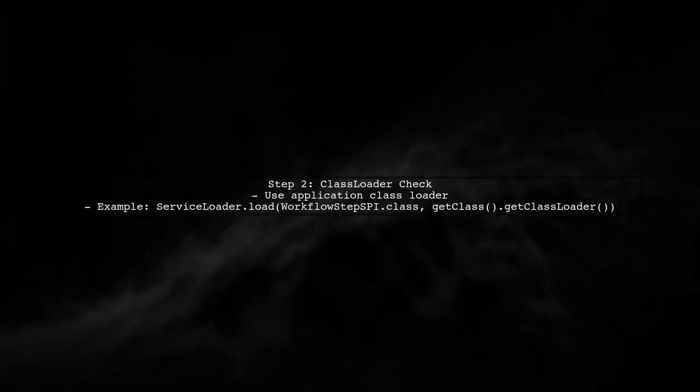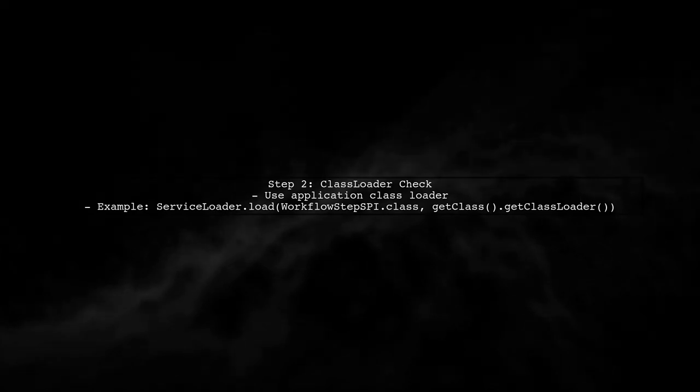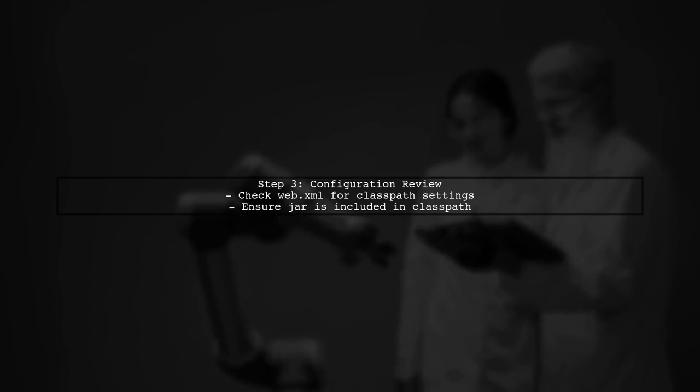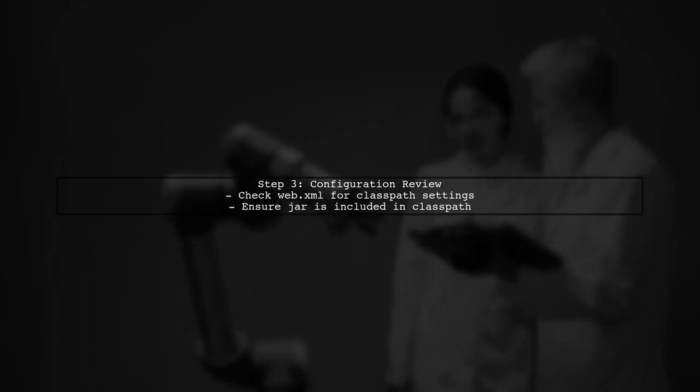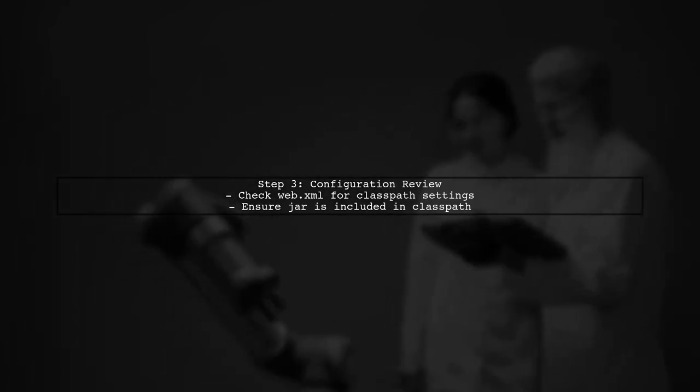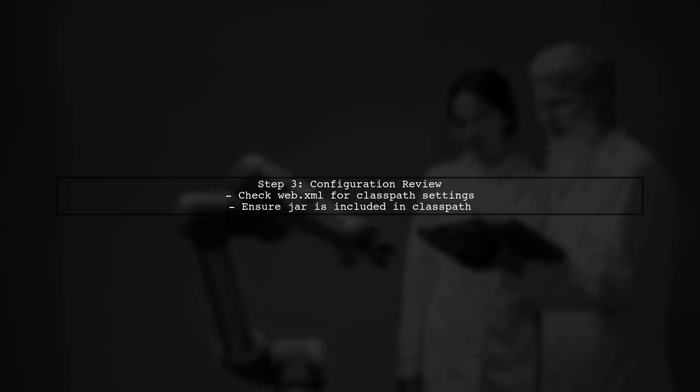Next, consider the class loader hierarchy in Glassfish. The context class loader may not have access to the classes in your application. You can try using the application class loader instead. If the issue persists, review your web.xml or Glassfish configuration to ensure that the class path is correctly set up. You may need to add the jar file explicitly to the class path.